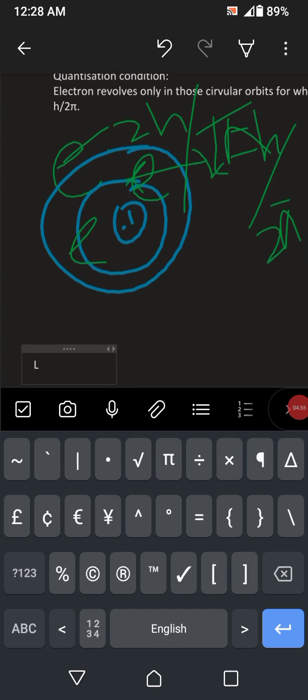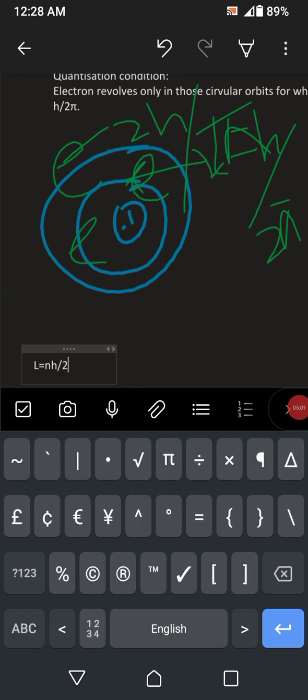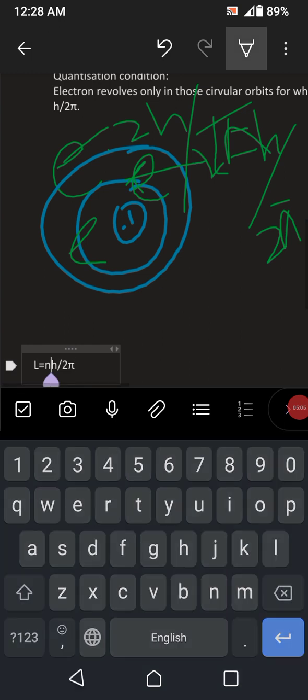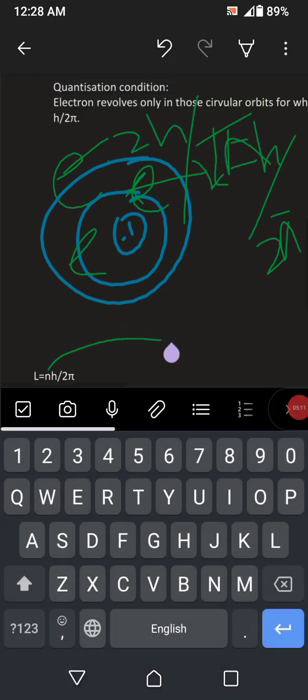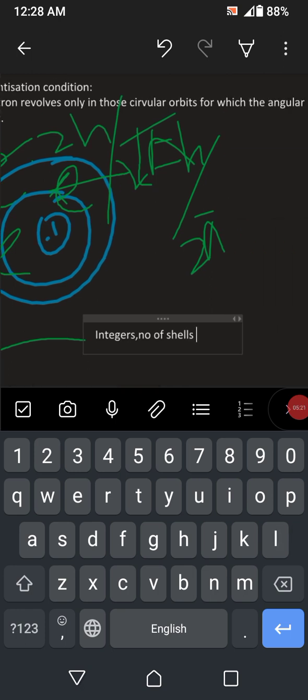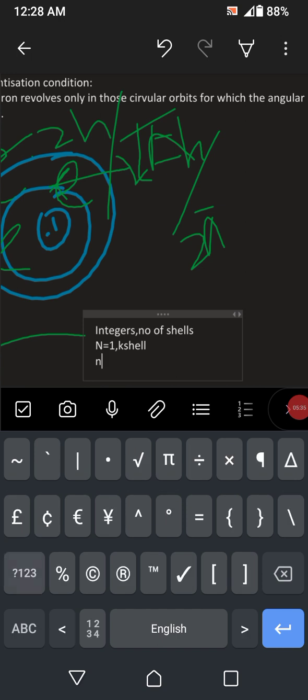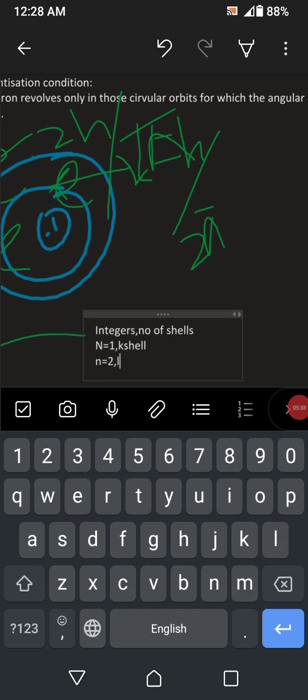So he gave the formula for that: L is equal to nh by 2 pi. Here, this n is considered as an integer, the number of the shell. It is denoting the number of shells. As we know, when n is equal to 1, it is the K shell. When n is equal to 2, it is the L shell.